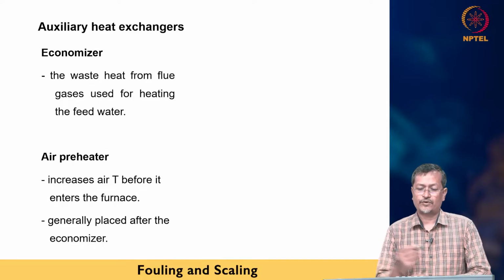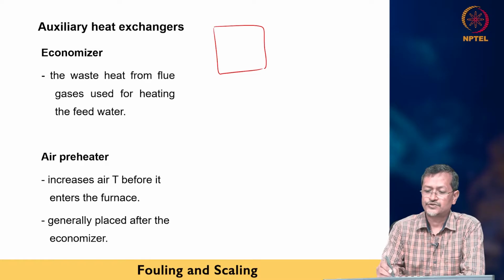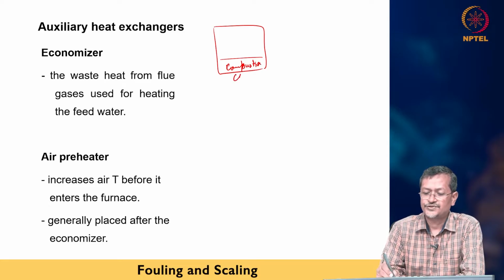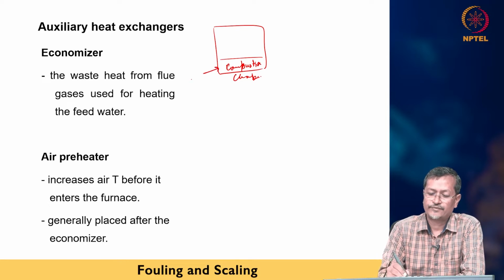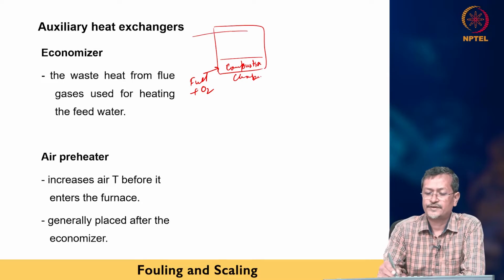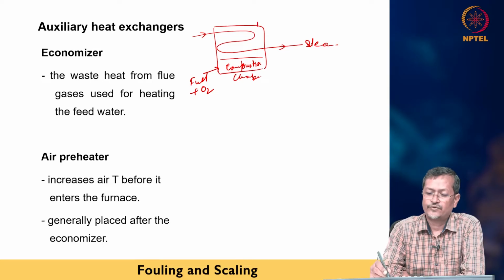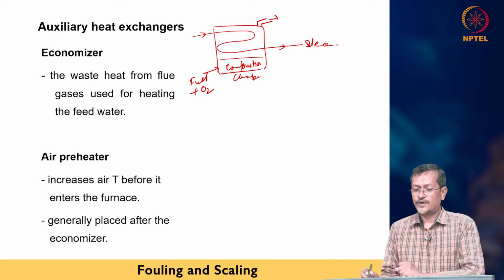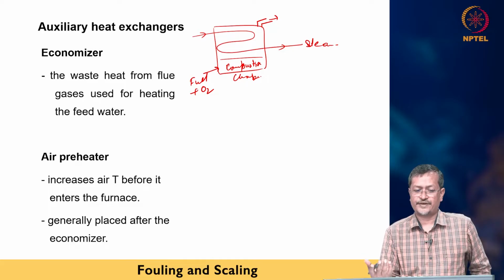Now you have a boiler. The boiler will have one combustion chamber. You are giving fuel plus oxygen, and maybe your water pipe will be there. The water will be getting heated up and going out as steam, maybe through a water tube, and your flue gas will be going out. So what is happening is that your flue gas will have lots of heat.